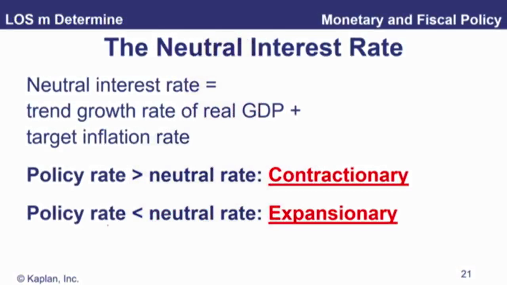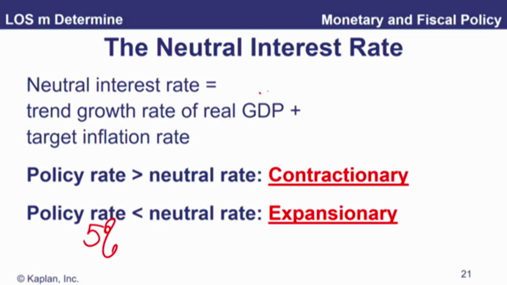So for example, let's say we see a policy rate of 5%. Nice and transparent. We can see that they're trying to target 5%. Well, all we then do is look at the neutral rate of interest. To get that, two simple things we need. The trend growth rate of real GDP.